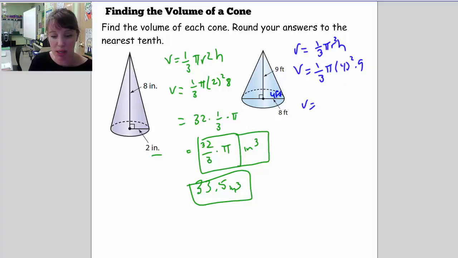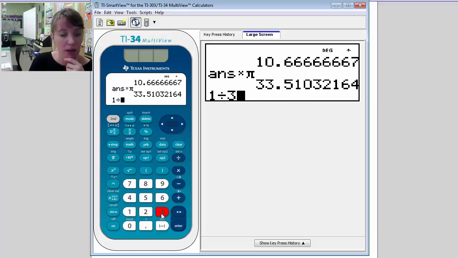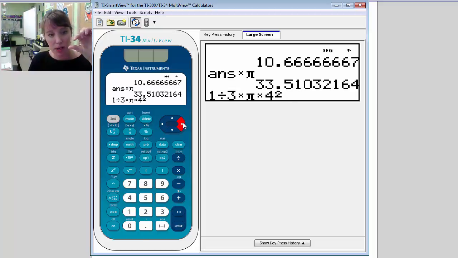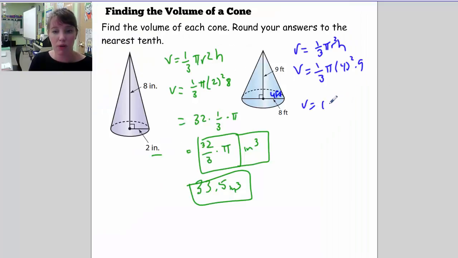So actually I can just put this all into my calculator. So I have 1 divided by 3, times pi times 4 squared times, whoops, and you'll notice I'm still up in the exponent, and this is what happens in classic print, that it doesn't automatically go down from the exponent. I have to press the right arrow key, so times 9, like this, and my answer is 150.8 because I want to round to the nearest tenth. So 150.8, and that's going to be in feet cubed.